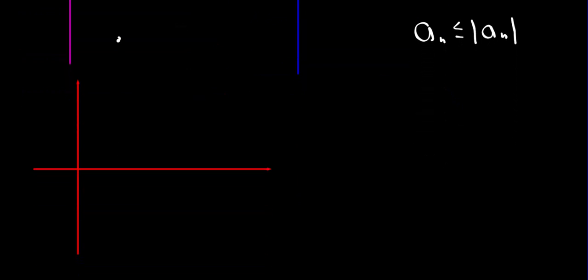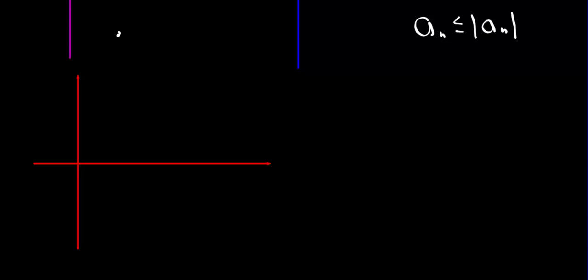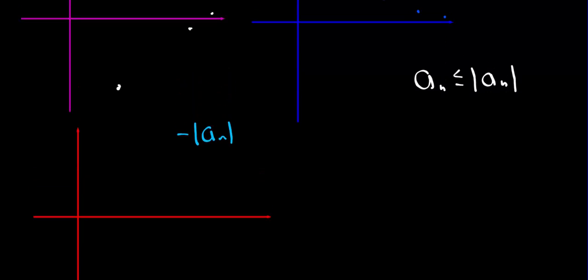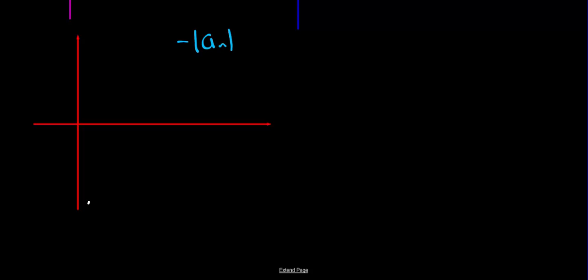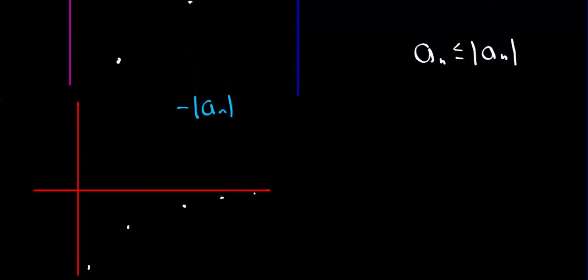Now, let's look down here and suppose that instead of the absolute value, we do the negative absolute value. So here we go, we've got the negative absolute value. Well, what that's going to do is take all the positive terms and flip them down to the bottom. So you're going to have something that looks like this, something like that, because it's just taking the negative of all the absolute values. In other words, everything's going to be negative.